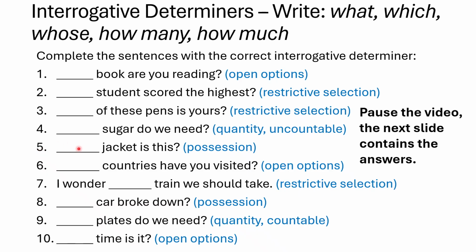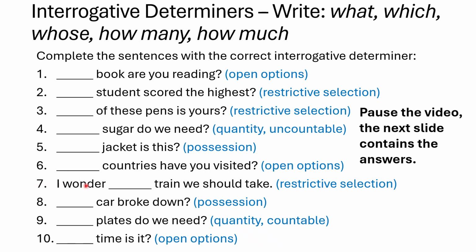5. Whose jacket is this? The interrogative determiner needs to indicate possession. 6. What countries have you visited? The interrogative determiner needs to indicate open options.